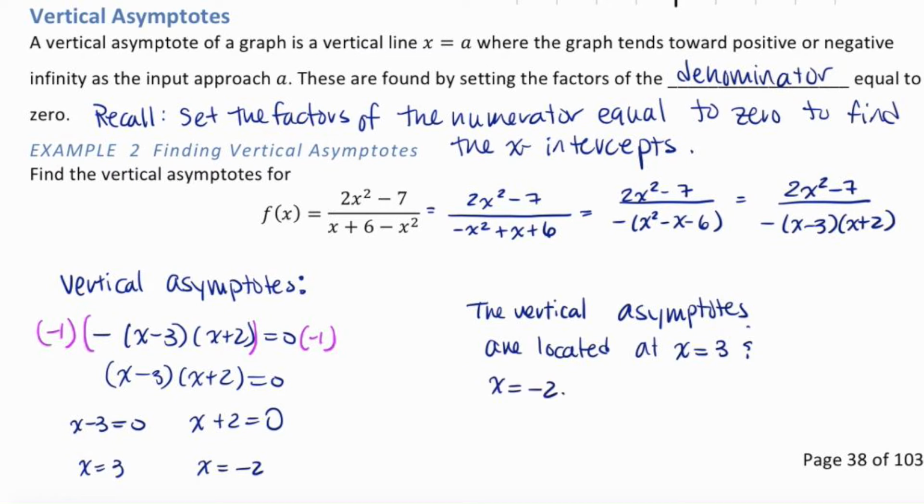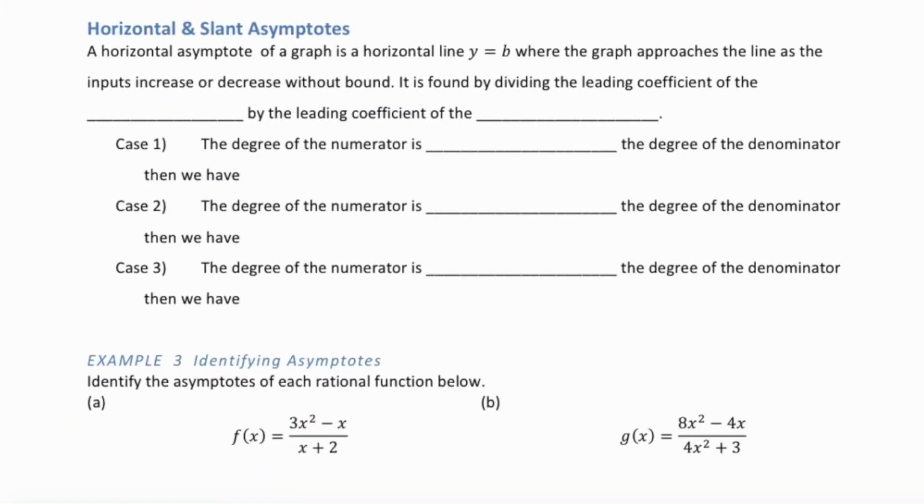If you wanted to find the x-intercepts of this function, you would set the numerator equal to 0. So you'd have to solve 2x squared minus 7 equals 0. With that, let's turn to the next page of section 3.7's notes. Horizontal and slant asymptotes.